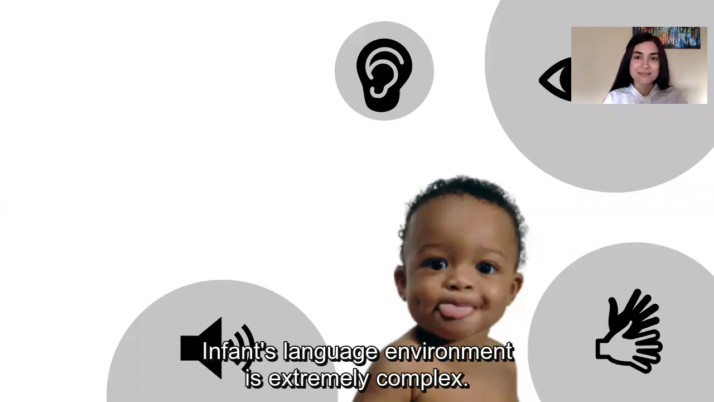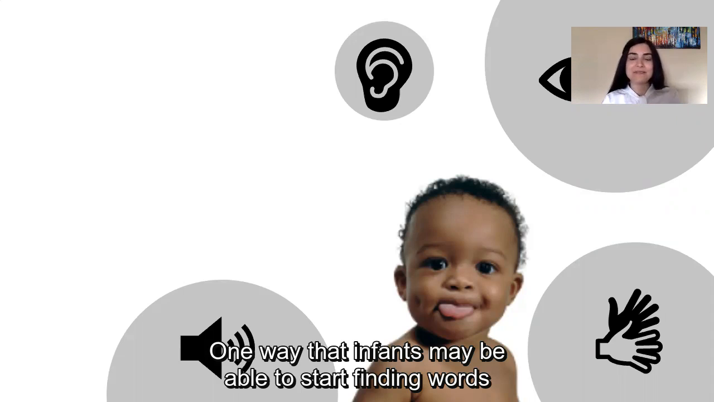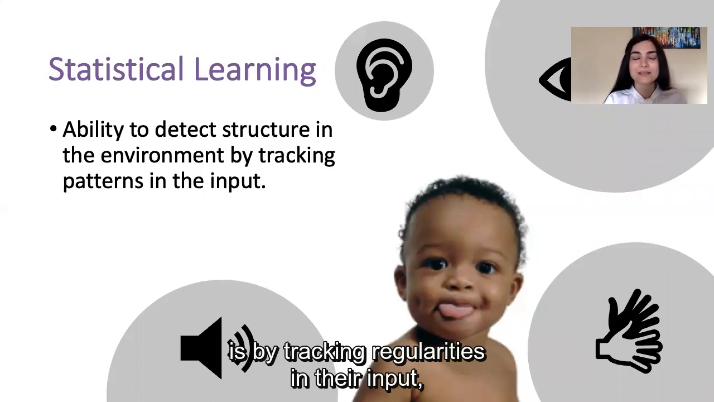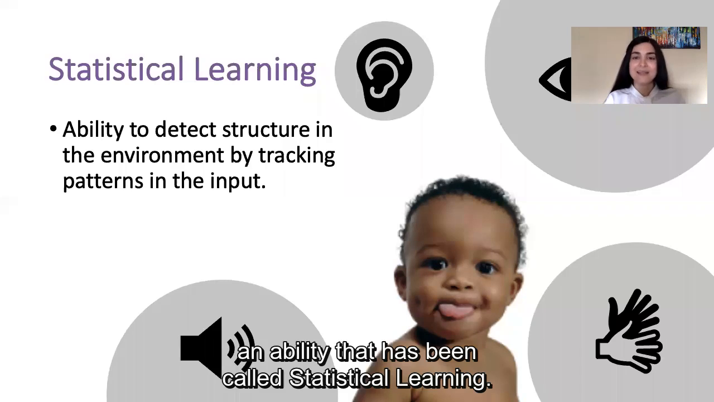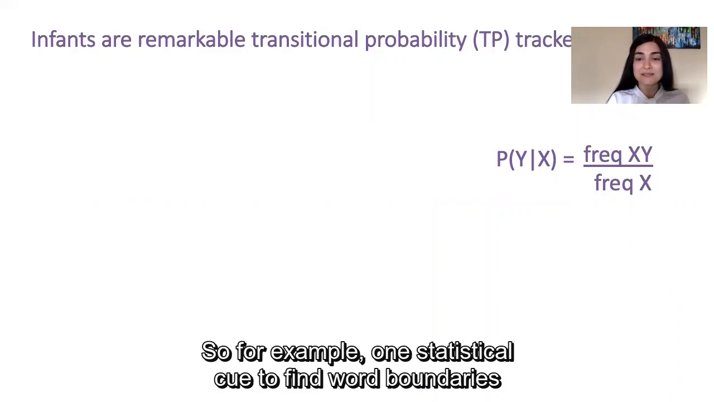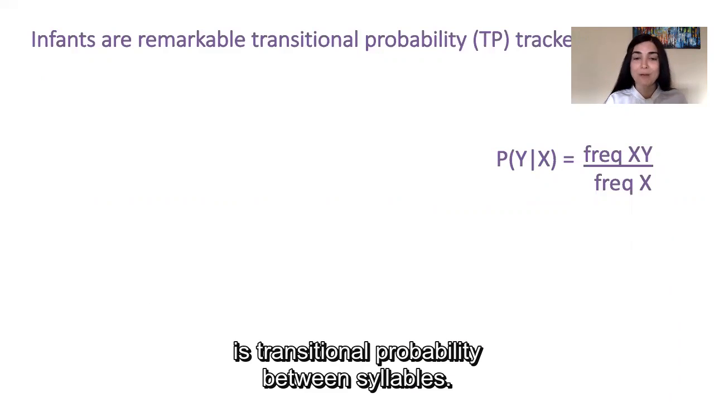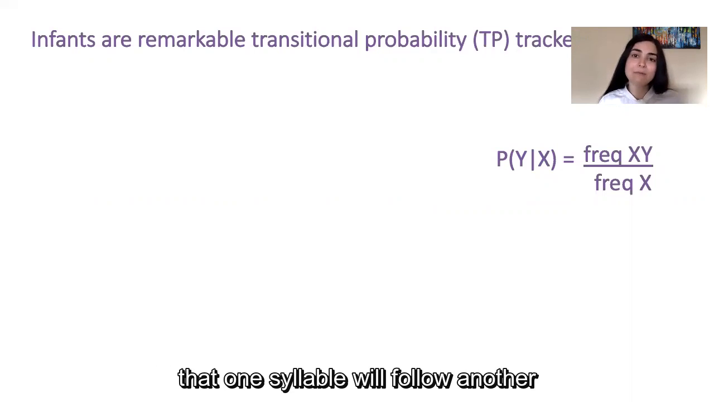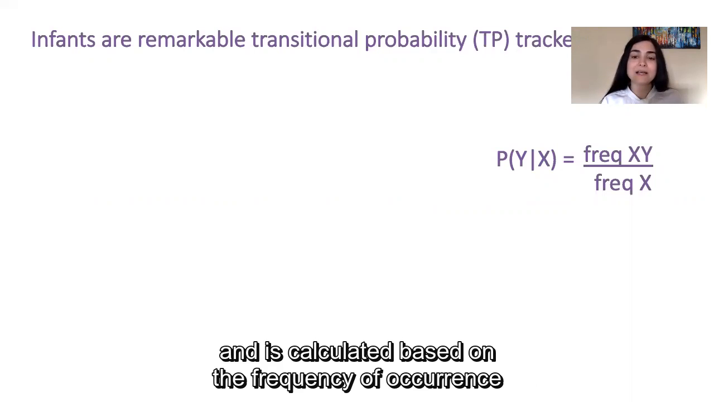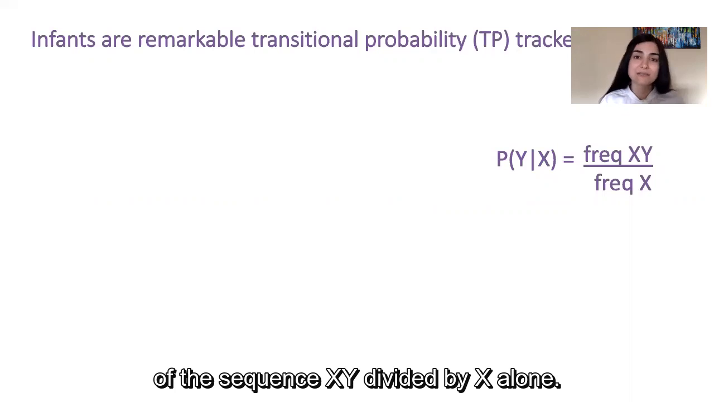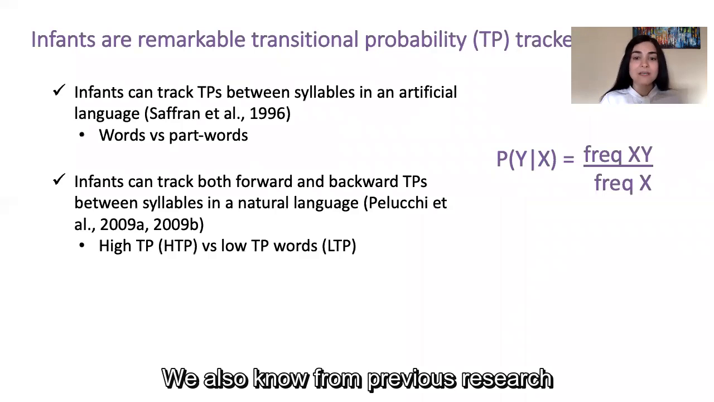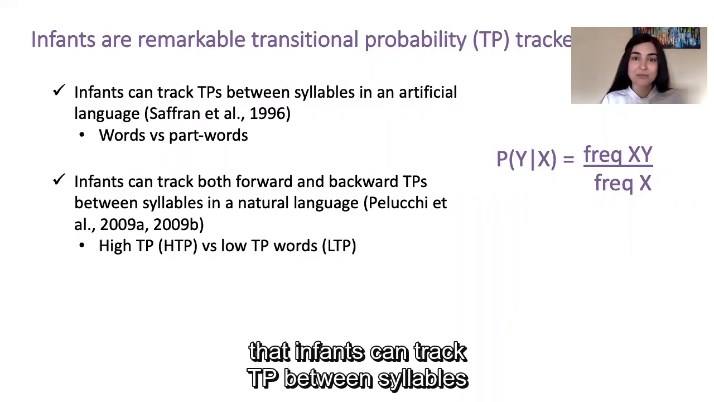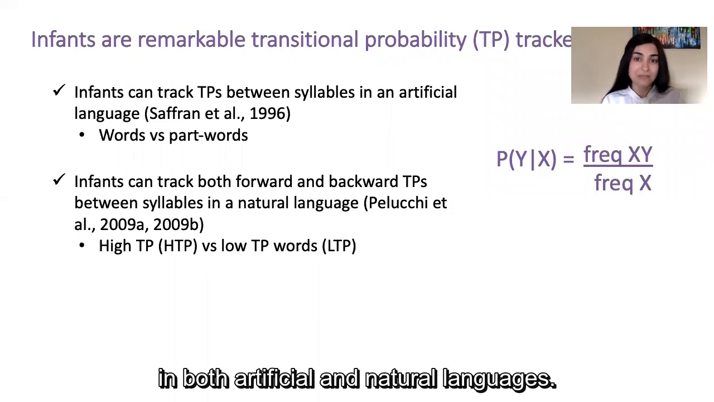Infants' language environment is extremely complex. One way that infants may be able to start finding words is by tracking regularities in their input, an ability that has been called statistical learning. For example, one statistical cue to find word boundaries is transitional probability between syllables. Transitional probability is the likelihood that one syllable will follow another, as calculated based on the frequency of occurrence of the sequence xy divided by x alone. We also know from previous research that infants can track TP between syllables in both artificial and natural languages.